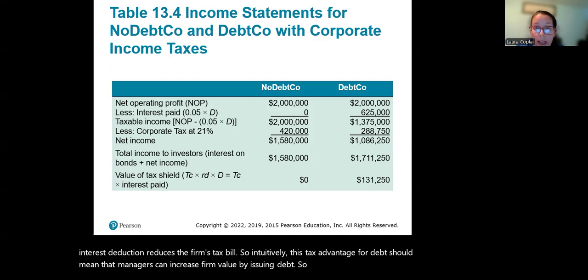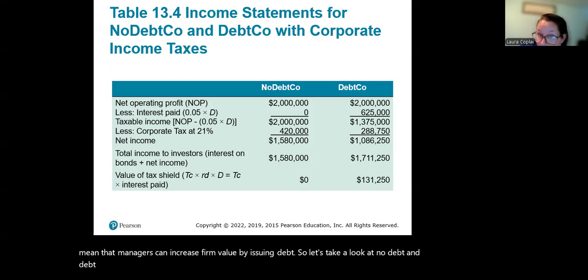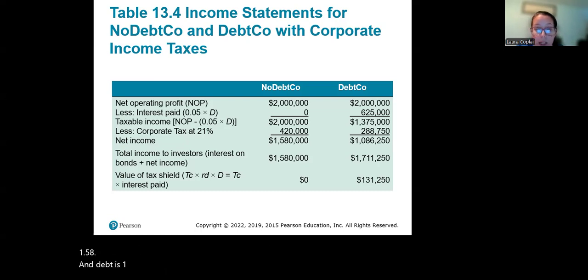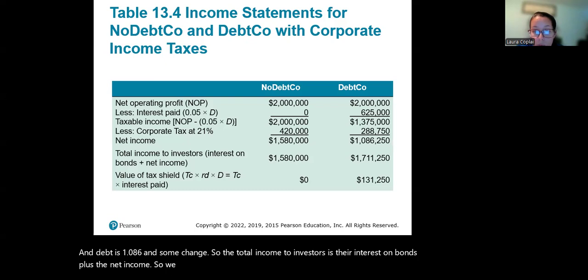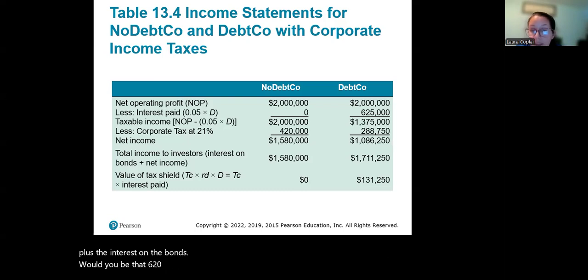So let's take a look at NoDebtCo and DebtCo with their corporate income taxes. Again, 21%, right? So the net income of NoDebtCo is 1.58 and DebtCo is 1.086 and some change. So the total income to investors is their interest on bonds plus the net income. So we see that NoDebtCo is 1.58 and with debt we're looking at the 1.086 plus the interest on the bonds, which would be that 625 that they paid up at the very top. So we get 1.711 and some change.